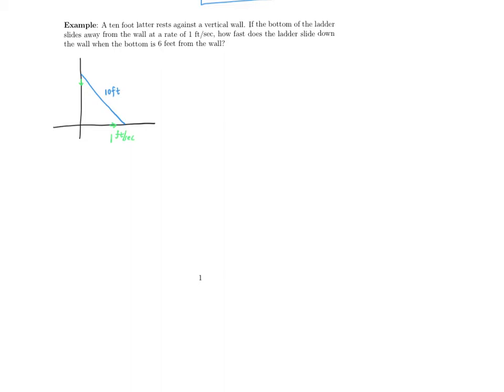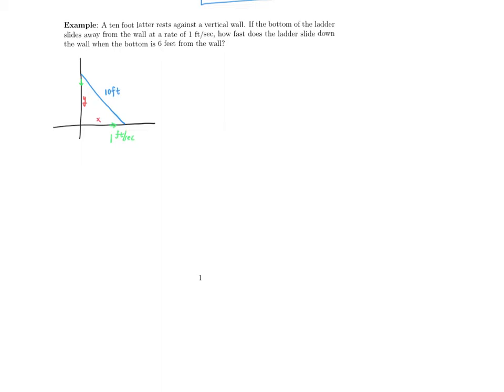And the first thing we need to do after drawing this picture is introduce some variables. Whatever quantities are changing with respect to time, we should label with a letter or symbol. In this case, I'm going to let x represent the distance that the bottom of the ladder is away from the wall, and then simultaneously we'll let y represent the distance which the top of the ladder is away from the ground.